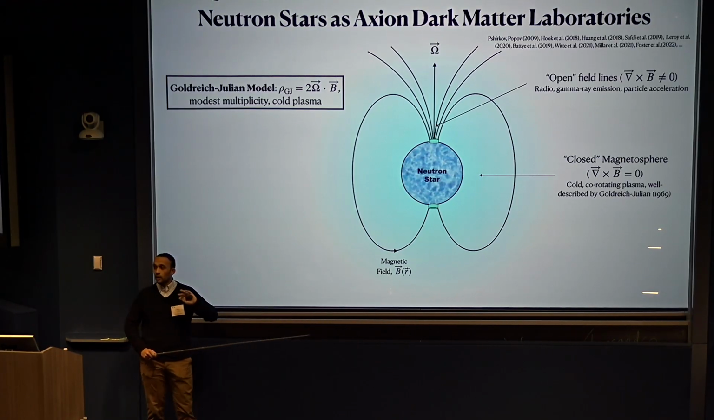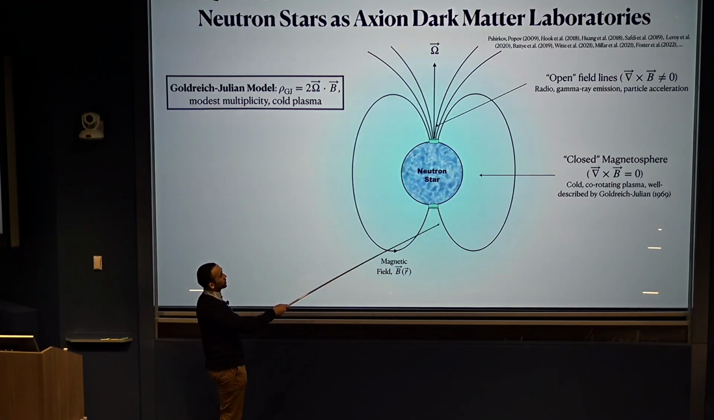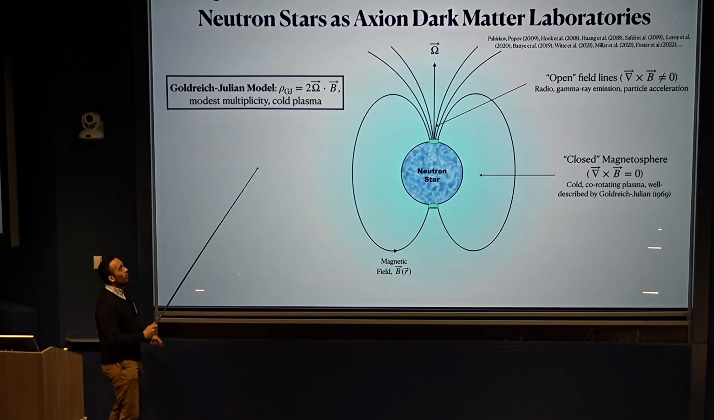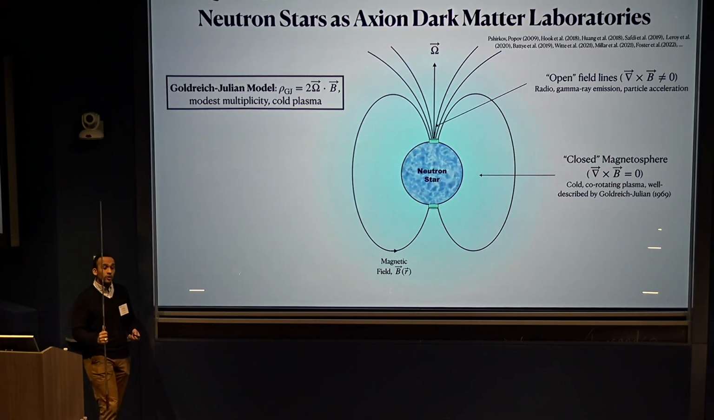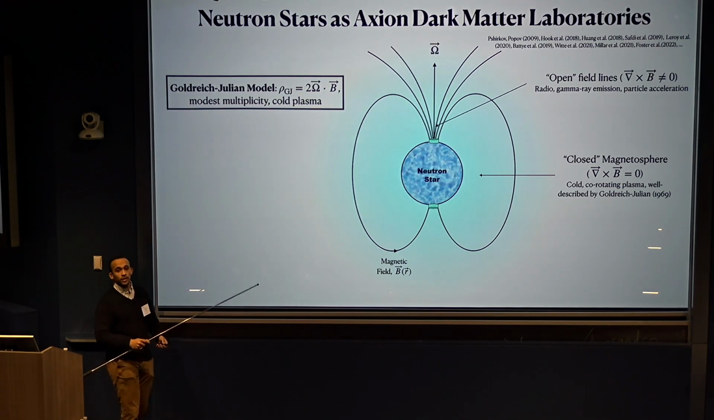There isn't this excessive magnetic twist. You don't expect to see strong currents flowing in this closed zone. And it's pretty well described by this seminal model, which is called the Goldreich-Julian model, which tells you the amount of plasma you need in your magnetosphere to actually screen that rotationally induced electric field.